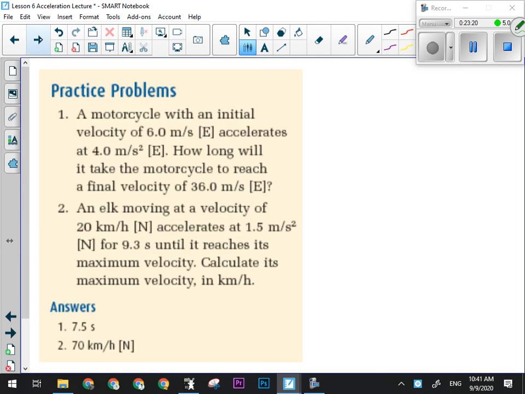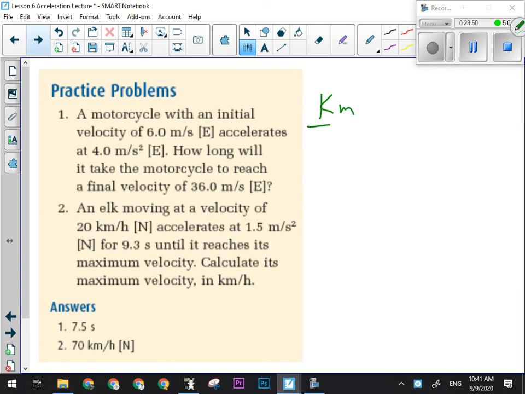All right. These two problems both involve using that formula. But there's one trick here in number 2 that we need to talk about. And that is that they give the velocity in kilometers per hour. Okay? Then they give the acceleration in meters per second squared. Can I use those two things together? Okay, I have to convert my velocity from kilometers per hour to meters per second. Okay, so we need to look at how do we do that.